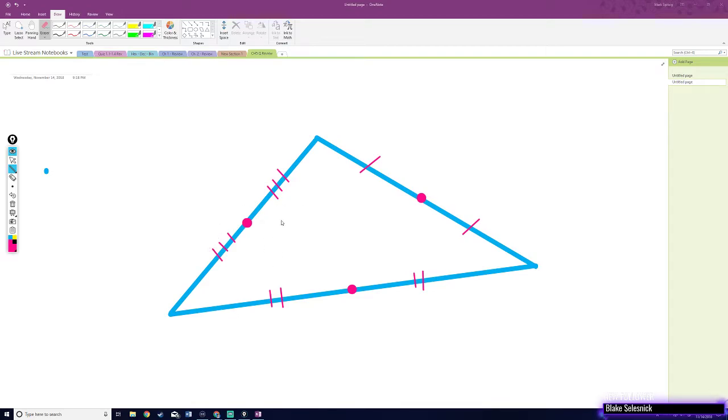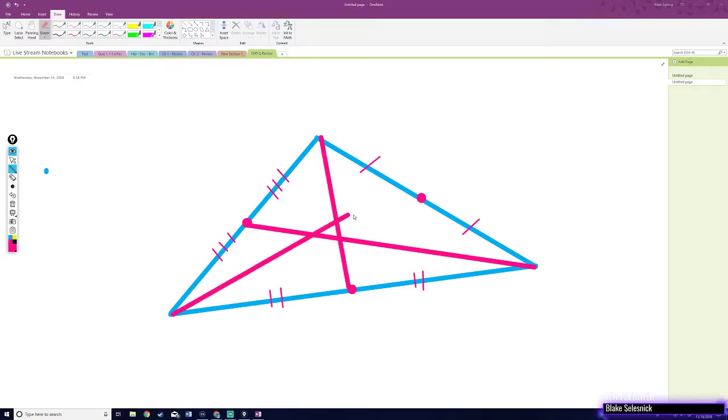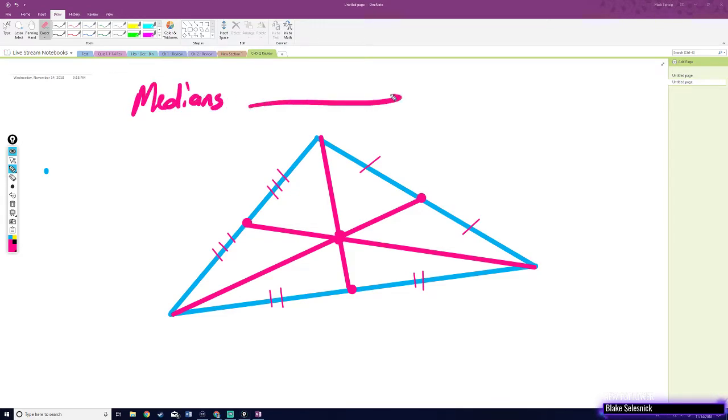So those are all midpoints because I marked them all midpoints. But the actual medians themselves connect the opposite vertex to the midpoint. Vertex to midpoint. Vertex to midpoint. And again, they are concurrent. See, they meet at a point of concurrency. That point of concurrency is the centroid. So again, medians. The point of concurrency is the centroid.